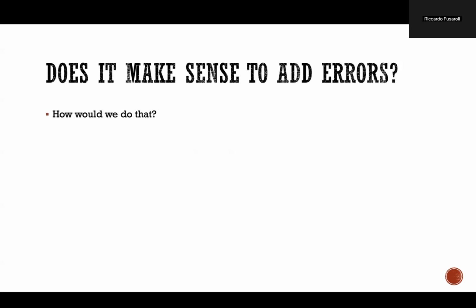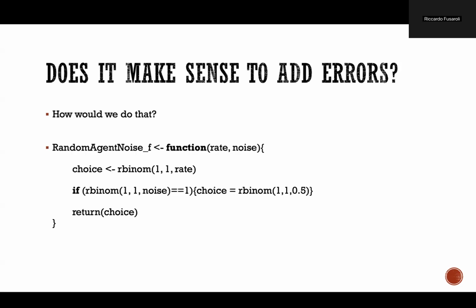Another way is we could add errors, right? We've been discussing that. So, for instance, we could have a different function, which is the random agent noise that has a rate and a noise. Now it has 2 parameters, right? The choice is generated by a binomial, just like before, at a given rate.